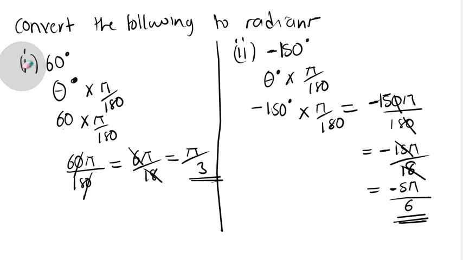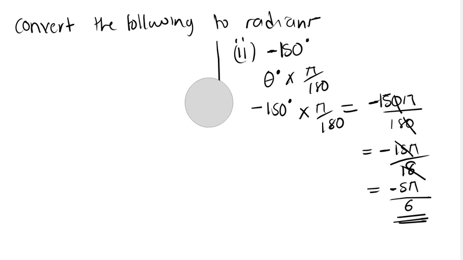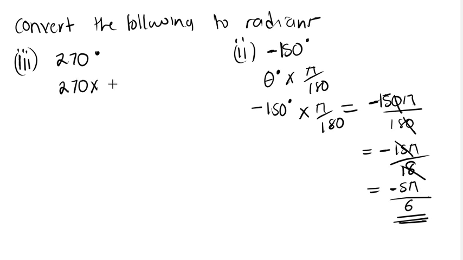If they ask you a second time, like, can you kindly answer this one, and they have given you 270 degrees, you need to convert this 270 to radians. You say 270 times pi over 180. This 0 and this 0 cancel. You are going to have 27 pi over 18.